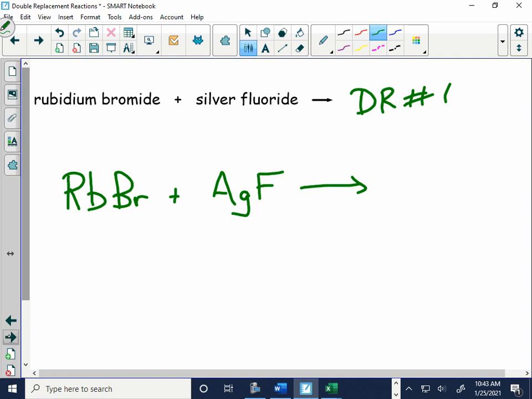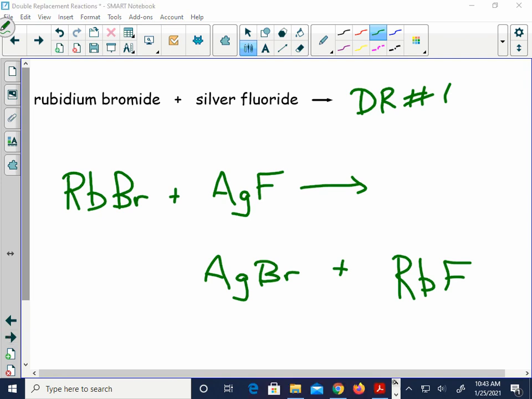I need to swap cations. So I'm going to get silver bromide, and my second product is going to be rubidium fluoride. It's real nice and easy because all of them are plus ones and minus ones. So I've swapped my cations. I need to now check my solubility.